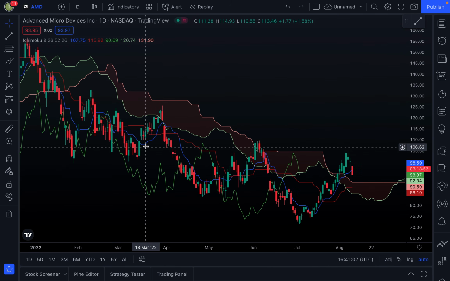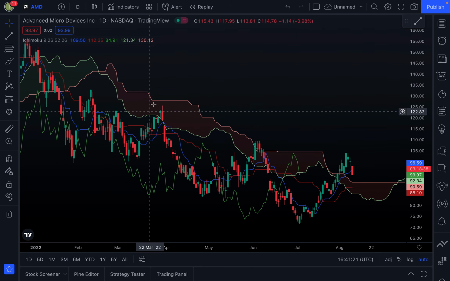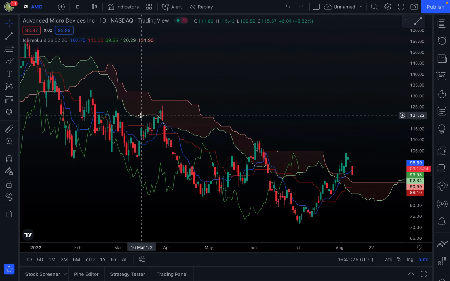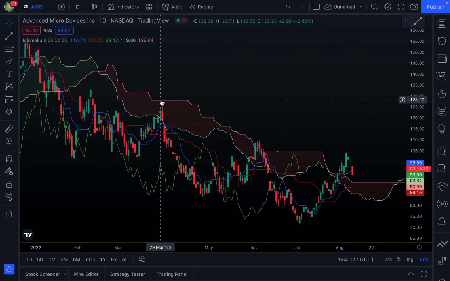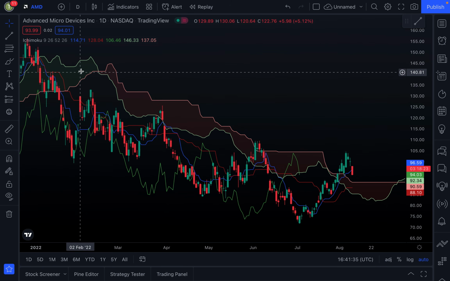Next we have this blue line. This blue line is called the conversion line. Then up here we see a red line. This red line is called the base line. And then finally, guys, we have these 2 lines over here, which I talked about. So basically we have leading span A and leading span B. Again, these 2 actually create the Ichimoku Cloud, which is shaded in either red or green here.